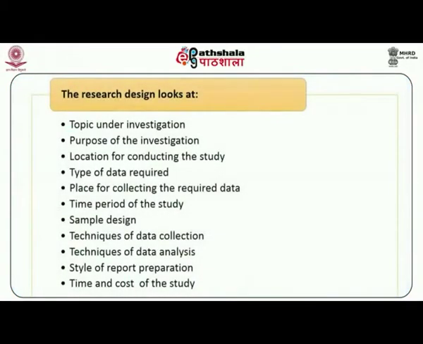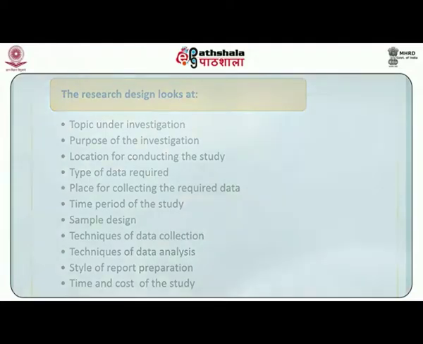The research design looks at the topics under investigation, purpose of the investigation, location for conducting the study, types of data required, place for collecting the required data, time period of the study, sample design, techniques of data collection, techniques of data analysis, style of report preparation and time and cost of the study.